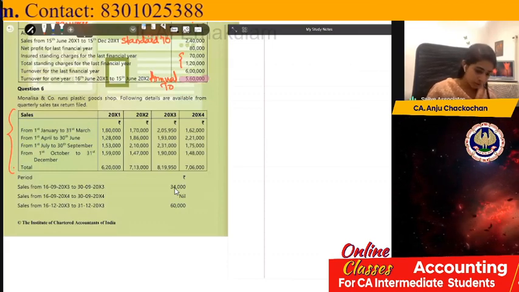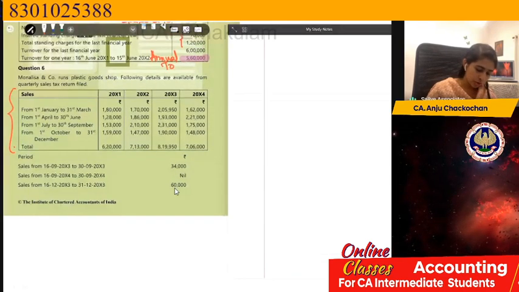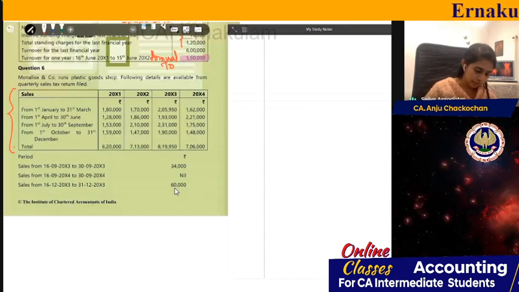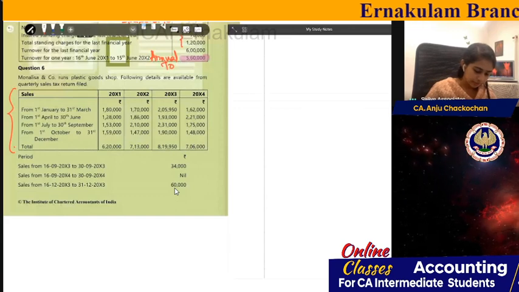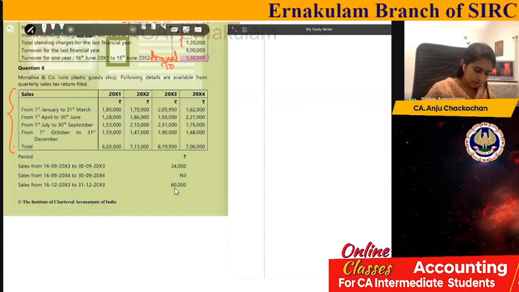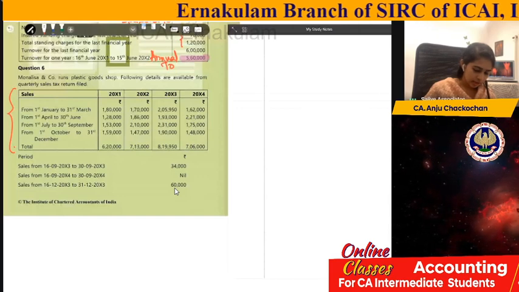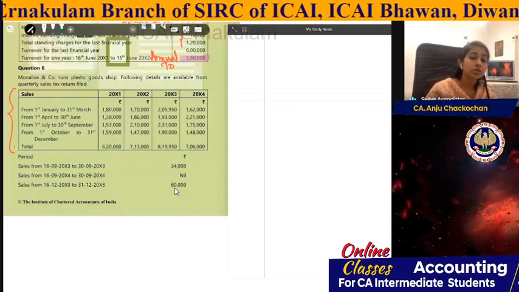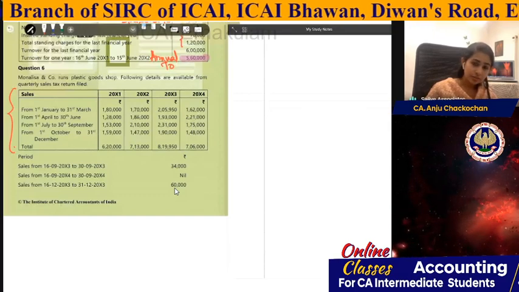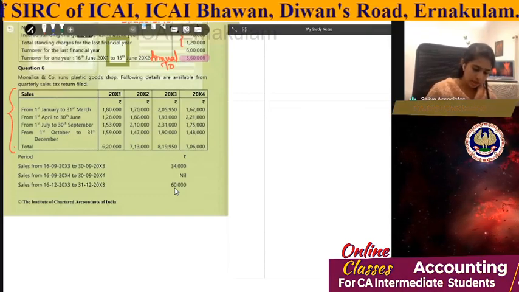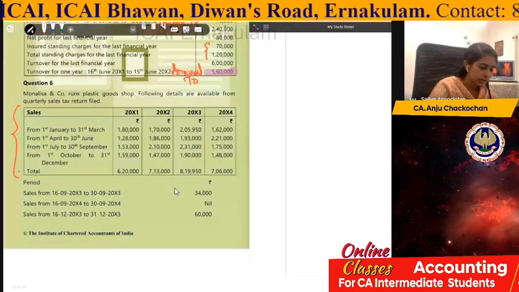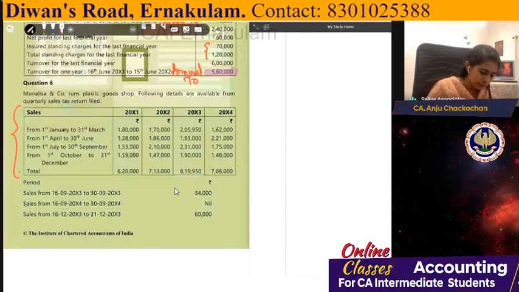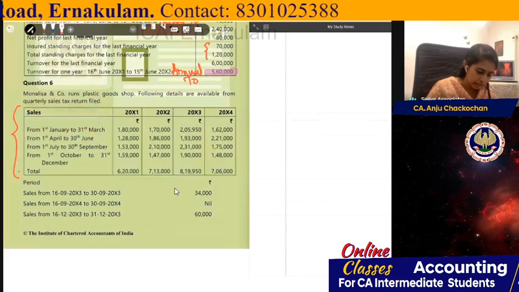Period and amount. Sales from 16/9/2003 to 30/9/2003 is 34,000. They have not yet mentioned the date of fire. Let's see if it is coming up. Sales from 16/9/2004 to 30/9/2004: this probably will be the disrupted period because the turnover happens to be nil.